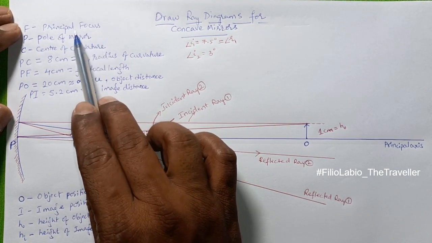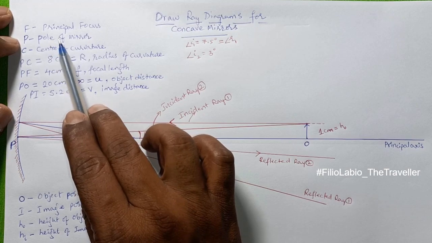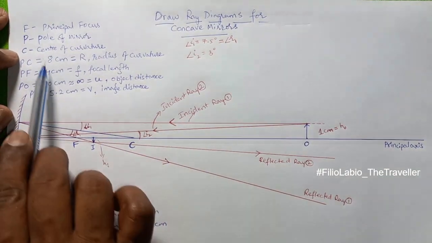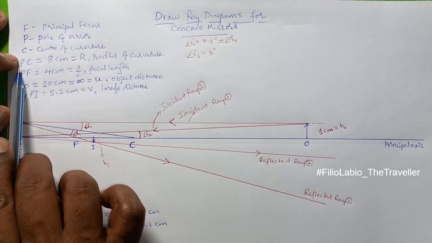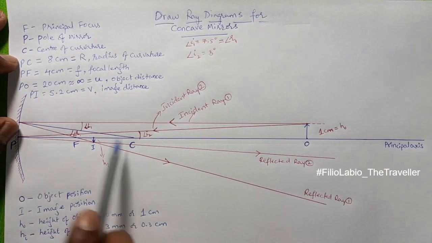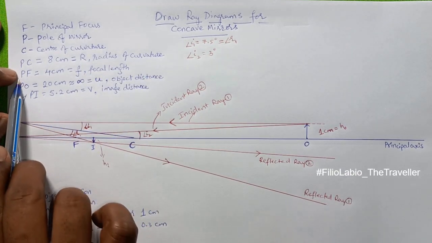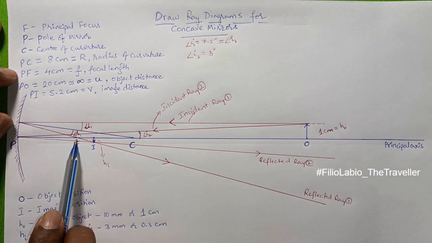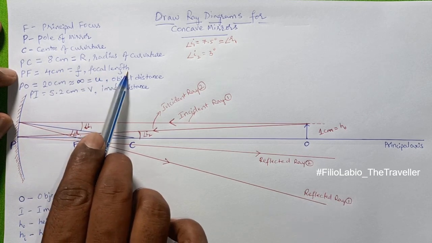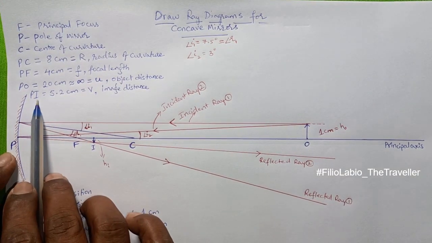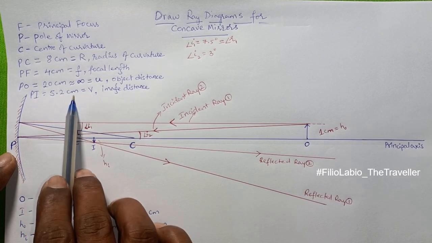F is called the principal focus, P is called the pole of the mirror, and C is called the center of curvature. PC, that is P to C, is 8 centimeter, which is the radius of curvature. PF is called the focal length, which is represented with a small f. PI, which I have written, is 5.2 centimeter.